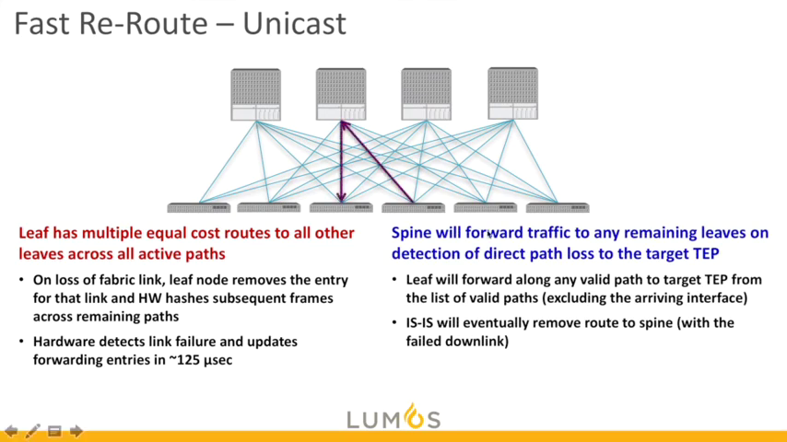The spine will forward traffic to any remaining leaves on detection of direct path loss at the target TEP. So the leaf will forward along any valid paths. IS-IS will eventually move the route to the spine with the failed down link, and IS-IS will also reconverge on the new routing information.